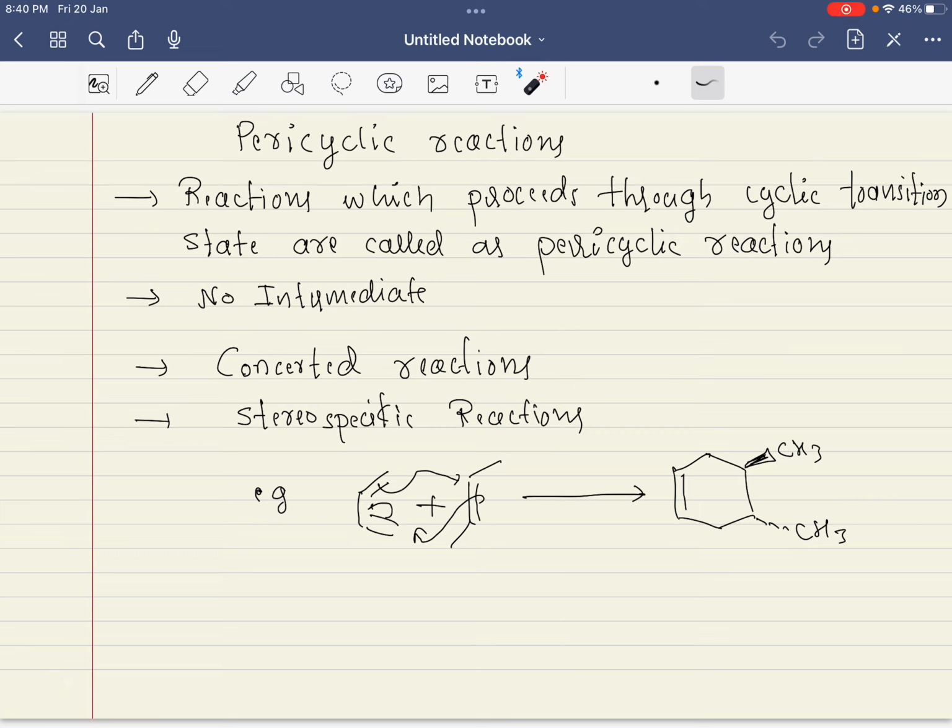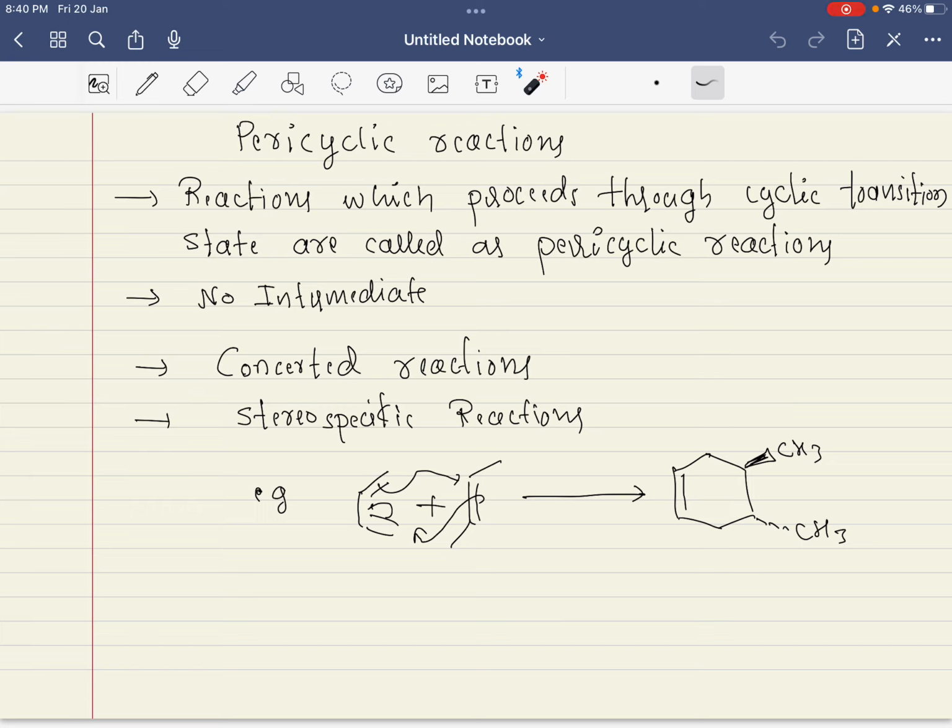First thing, what are pericyclic reactions? The reactions which proceed through a cyclic transition state are called pericyclic reactions. This means that there is no intermediate in this reaction. Intermediates like carbocation, carbanion, carbene, nitrene, benzyne, these things are absent. This proceeds through the cyclic transition state.